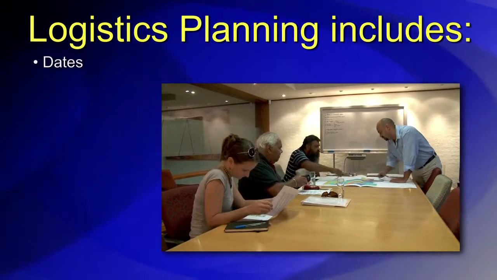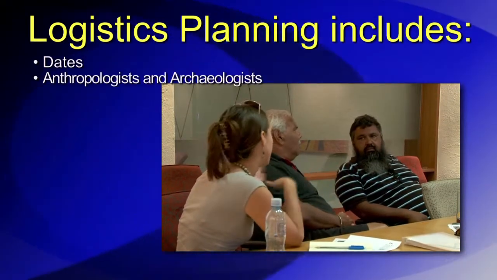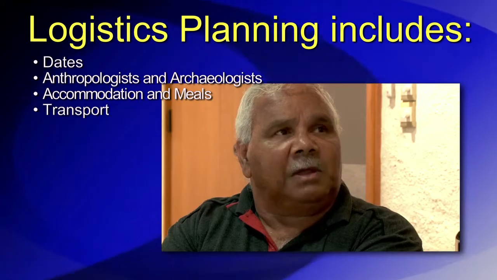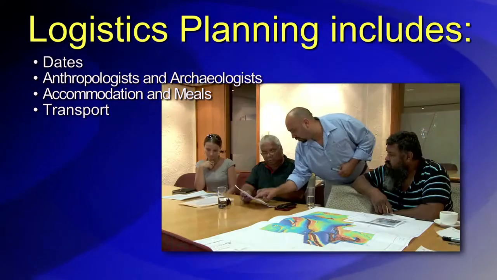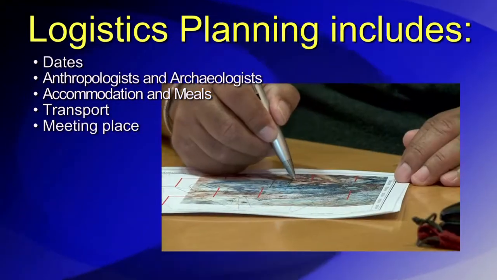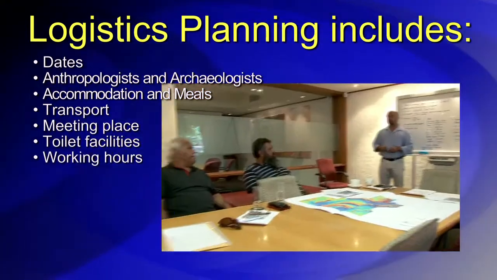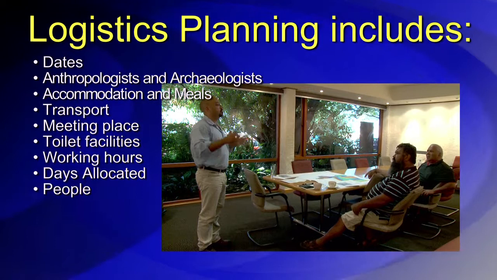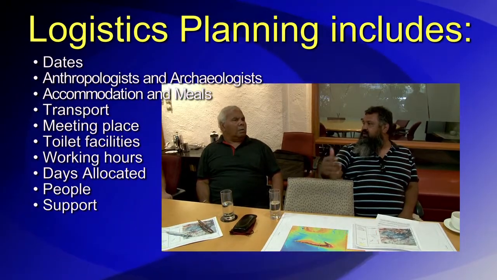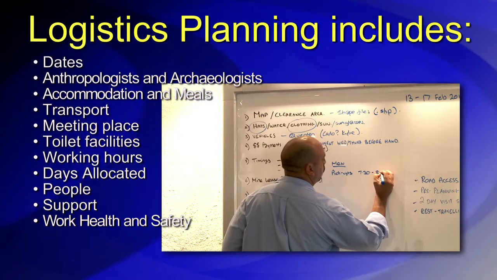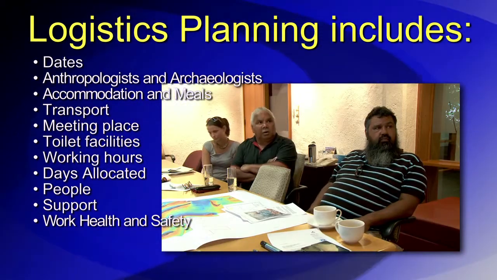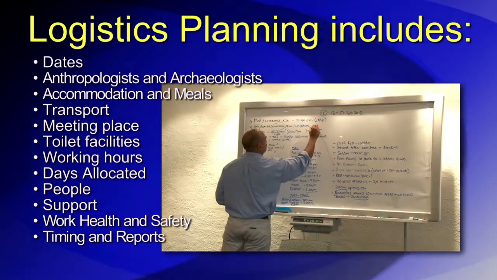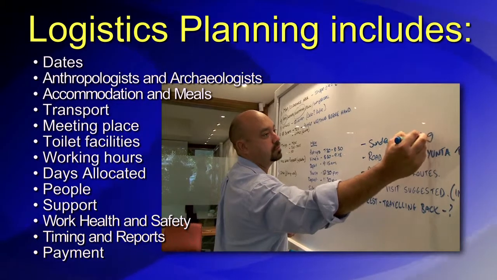Logistics planning includes scheduled dates of the survey, number and gender of anthropologists and archaeologists, accommodation and meals, transport, four-wheel drive vehicle hire if needed, fuel supplies, meeting place, toilet facilities, working hours, days allocated, number and gender of people required, any other support people that may be required, work health and safety issues, personal protective equipment, site inductions, timing and provision of reports including the level of information to be provided, and payment schedule.